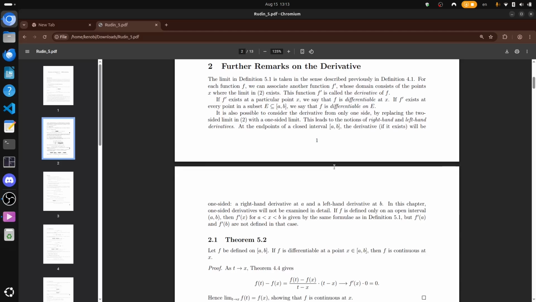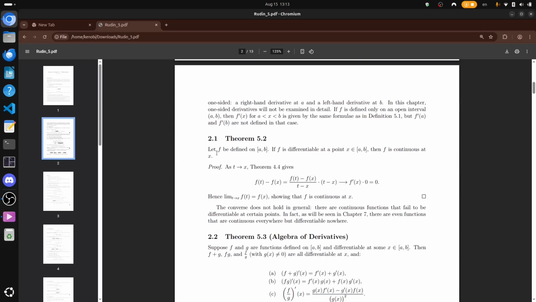Now, we have the following theorem. Let f be defined on [a, b]. If f is differentiable at a point x in [a, b], then f is continuous at x.